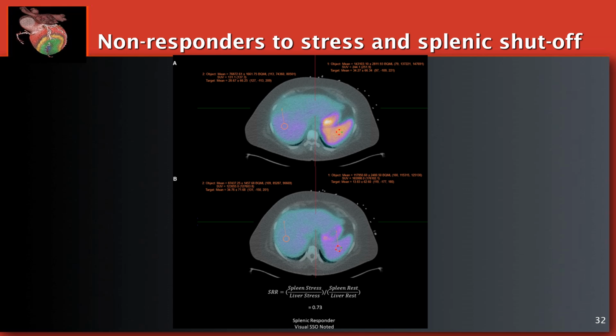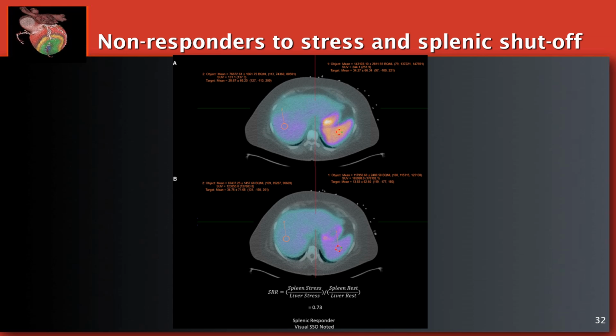Then the last thing that I want to talk to you guys about is splenic shutoff. And this is something that's relatively new with cardiac PET. It doesn't have a real hard set rule on normal versus abnormal values. There's not a big consensus in our field, but one of the things that you can see with patients to determine whether or not they responded to vasodilation is if they have a splenic shutoff.